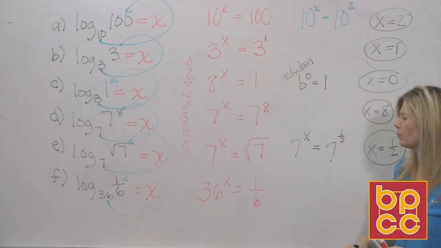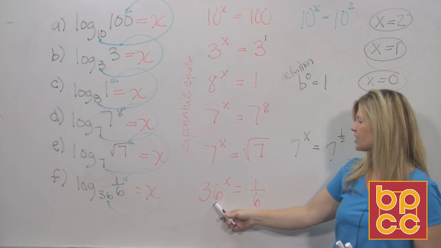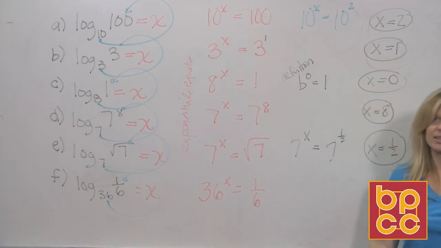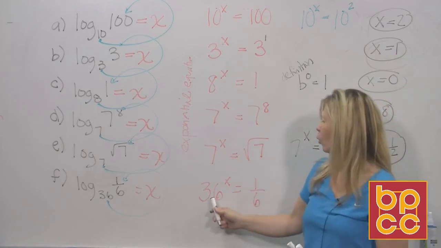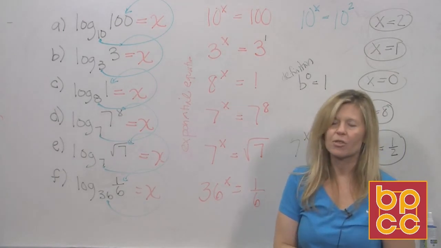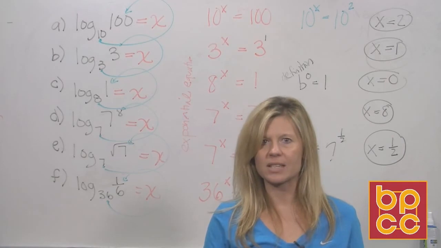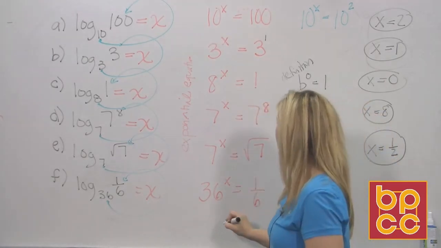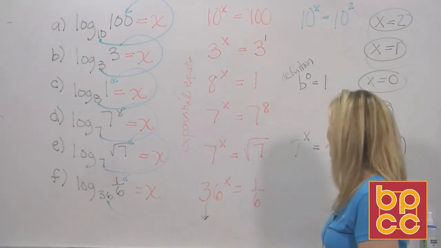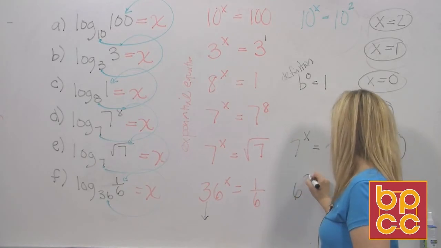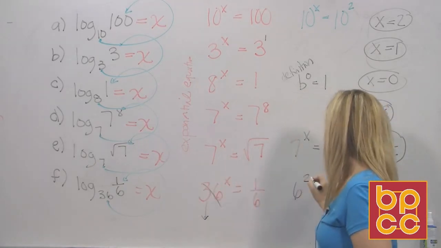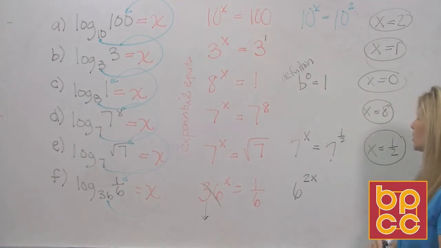And the last one, I got a base 36 and I got a base 1/6. They're not the same. We know we could factor 36. 36 off the top of your head is 6 times 6. What's 6 times 6? That would be 6 squared. So do you agree we could replace 36 with 6 squared? But we got to leave the x up there so it's connected by multiplication.